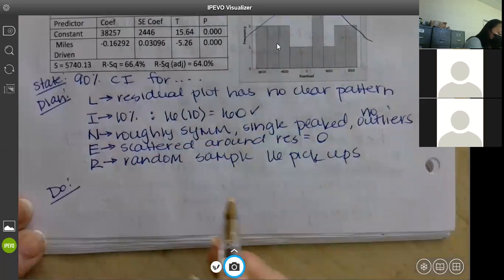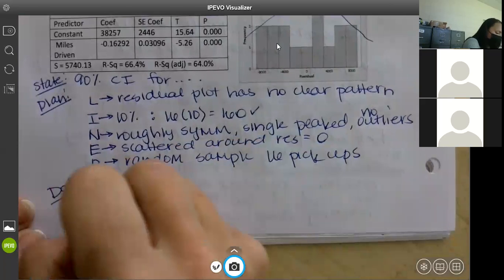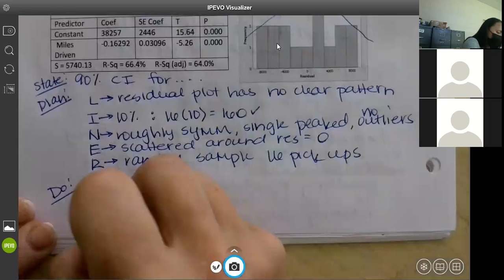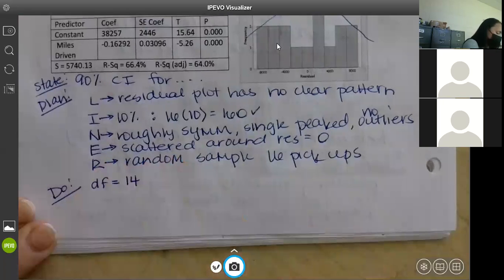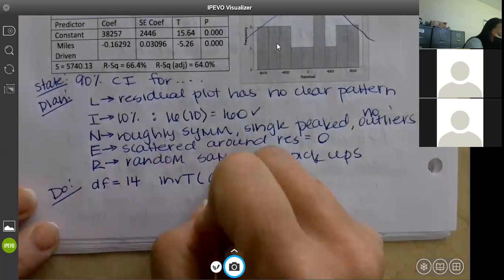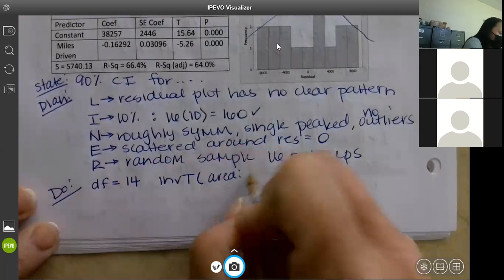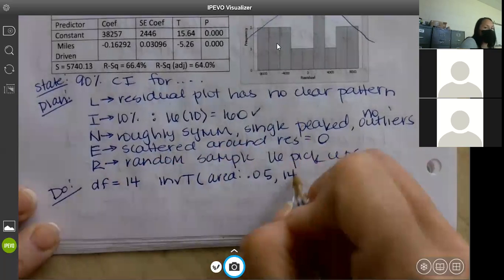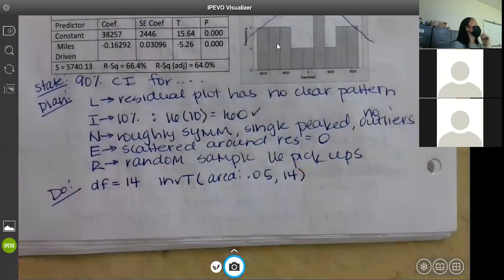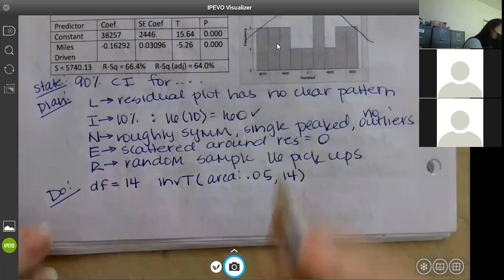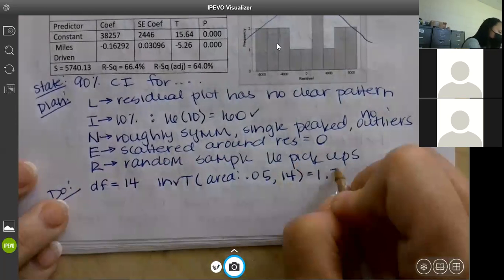So with our do, what are our degrees of freedom going to be? 14. 16 minus 2 is 14. We're going to do our inverse T with our area equal to 0.05. Degrees of freedom are 14. Why is it 0.05? 90 subtract from 100 is 10. Divided by 2 is 5. Which gives you a value of 1.761.